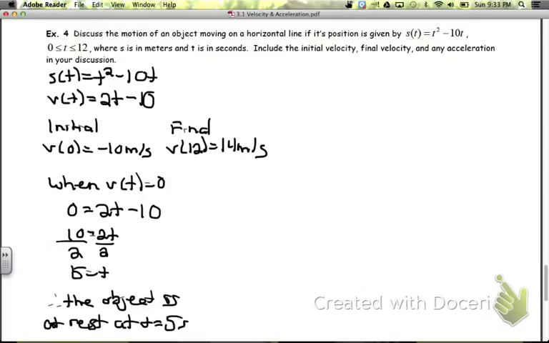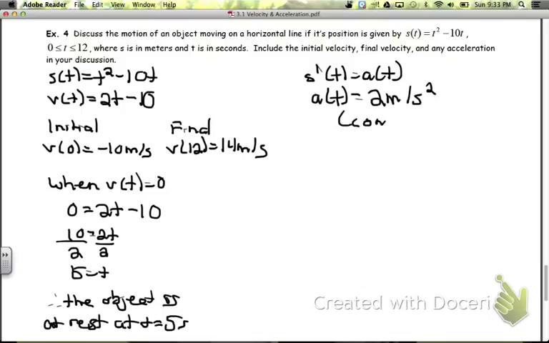So we can also discuss our acceleration. Our s double prime of t is, remember, equal to our acceleration, which is just the derivative of our velocity. So our acceleration is going to be equal to 2 meters per second squared. This is just going to be a constant. So our acceleration is a constant on our whole position graph here.